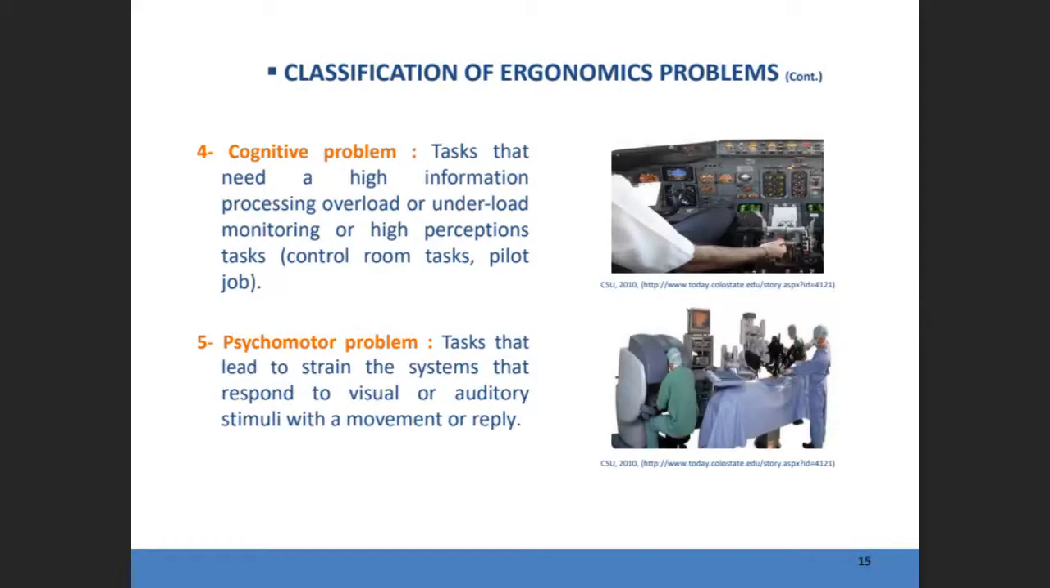The fourth classification is the cognitive problem. As we said, there are some tasks, you remember when I talked about the aviation tower, the air traffic control tower. The tasks that need high information processing, overload or underload monitoring, or high perception tasks, like the control room task and the pilot job.